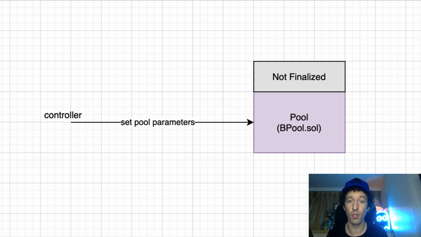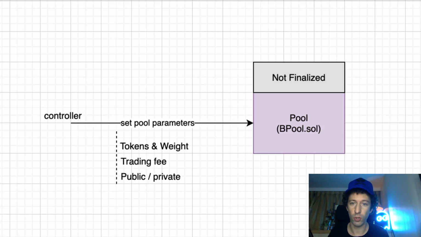It's a private pool. During this state, the controller can change the parameters of the pool: the tokens, the weights of the pool, the trading fee. This trading fee will be given to liquidity providers for every trade. The controller can also open the ability for others to trade with the pool in the not finalized state. It's possible to stay in the not finalized state forever. For example, if the controller of the pool is a smart contract, it can adjust the tokens, weights, and trading fees as many times as desired during the life cycle of the pool. That's what we call a smart pool.